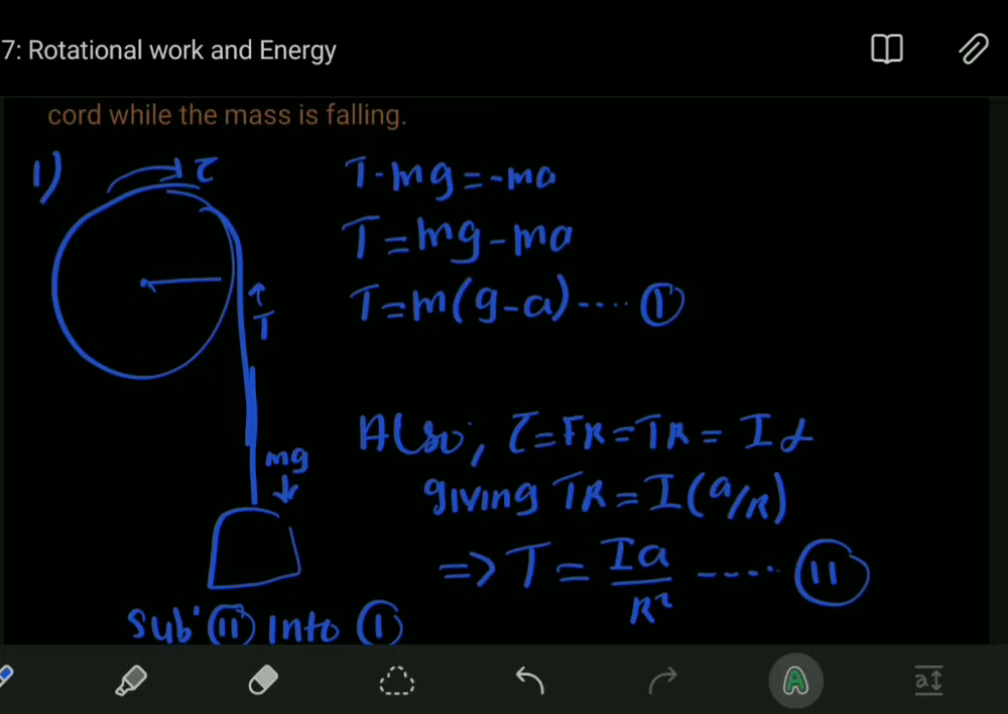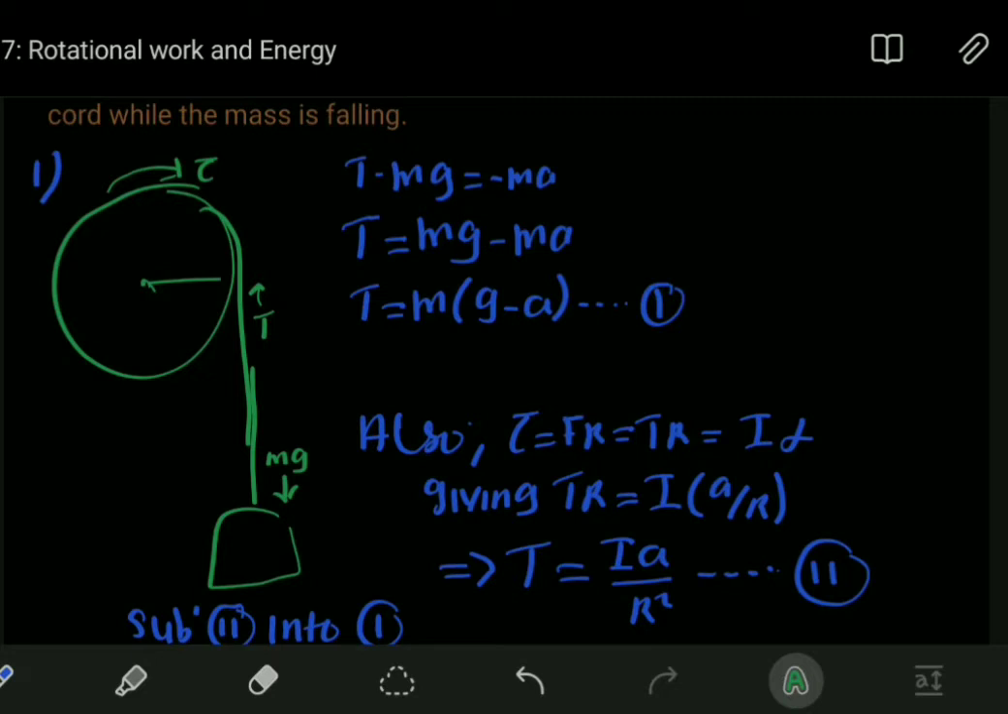The force that is making this cylinder rotate, we consider as the torque. If we sketch it, we're going to come up with something of this nature. We can see that the tension is acting upwards, and the weight of this mass is acting downwards.